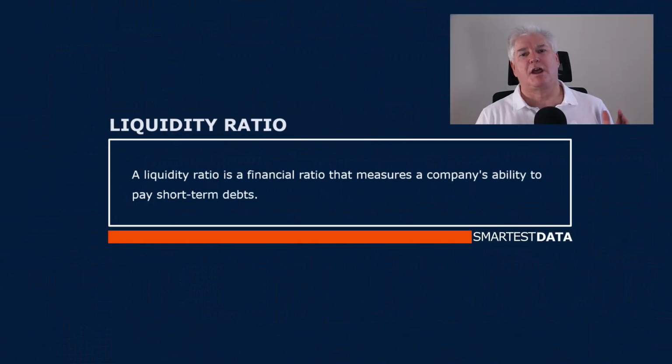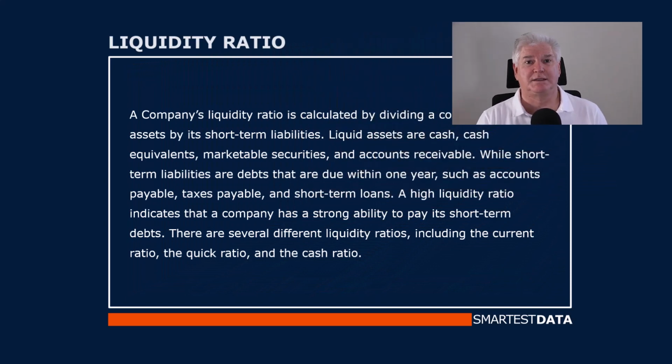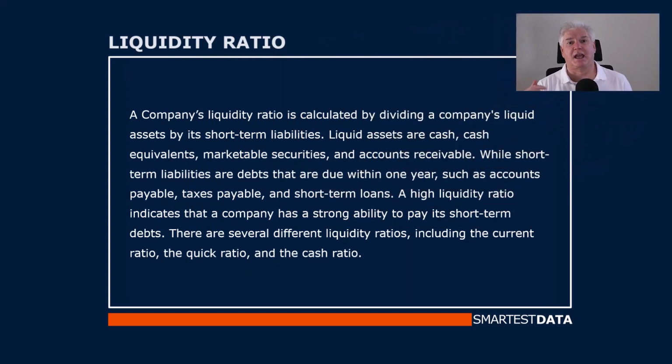A liquidity ratio is a financial ratio that measures a company's ability to pay short-term debts. A company's liquidity ratio is calculated by dividing a company's liquid assets by its short-term liabilities. Liquid assets are cash, cash equivalents, marketable securities, and accounts receivable, while short-term liabilities are debts that are due within 1 year, such as accounts payable, taxes payable, and short-term loans.